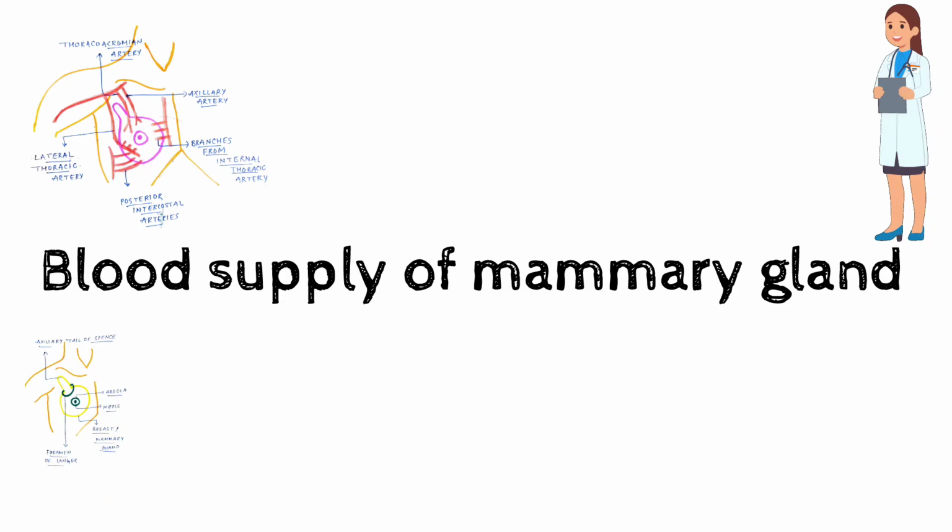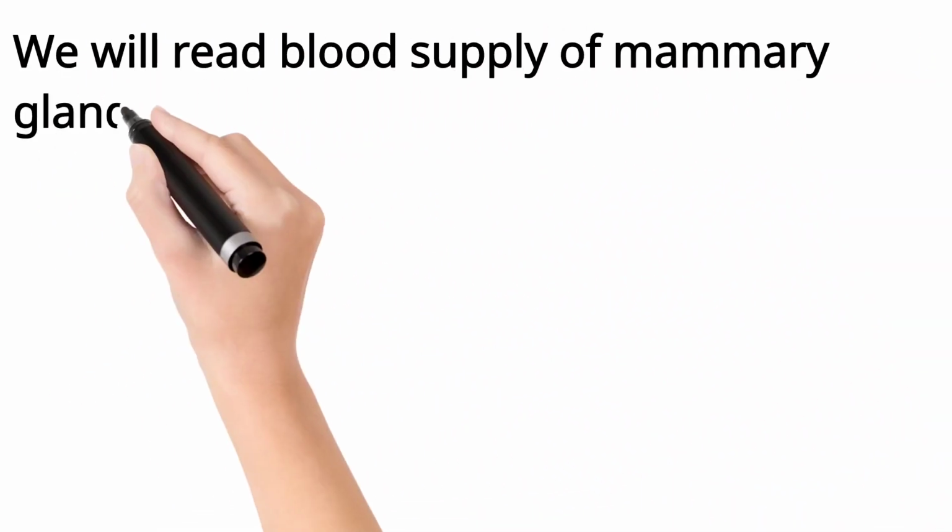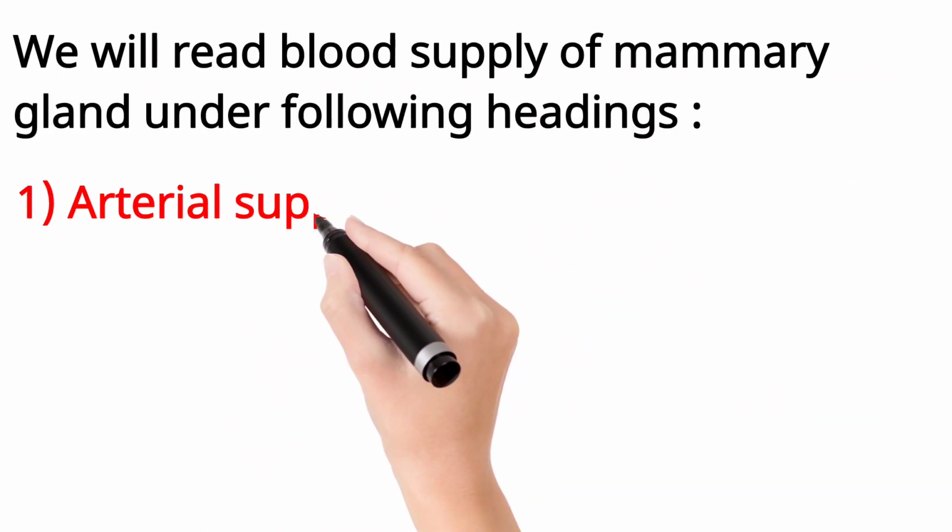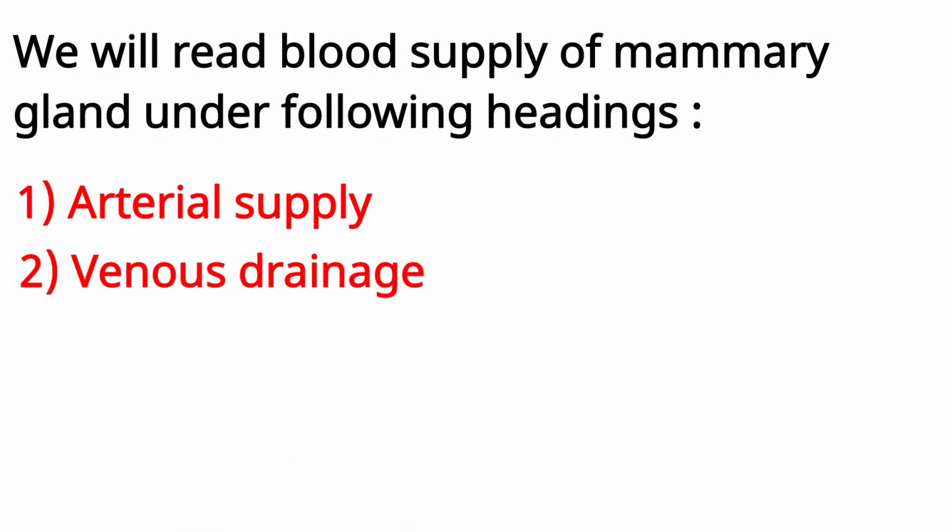So, to start the video, I am going to tell you the subheadings under which we are going to learn the blood supply of the mammary gland. We will learn the blood supply of the mammary gland today under two subheadings. The first one is arterial supply and the second one is venous drainage. Under arterial supply, we will see what are the different arteries which are providing the oxygenated blood to the mammary gland, and under venous drainage, we will see what are the different veins which drain the deoxygenated blood from the mammary glands back to the heart.